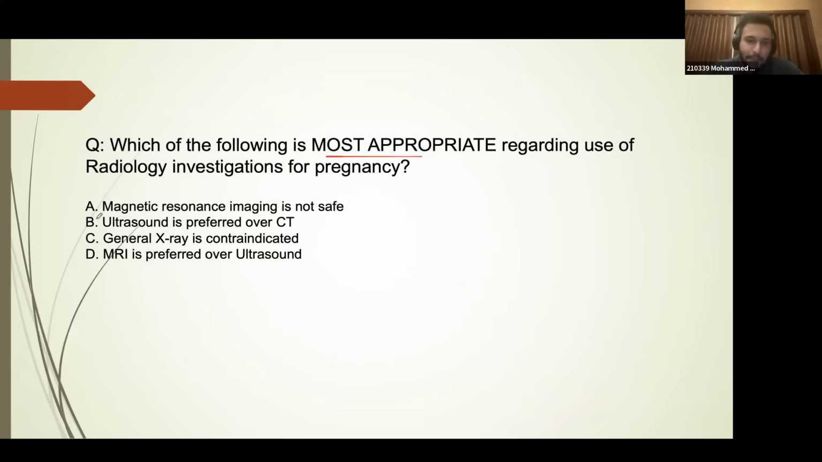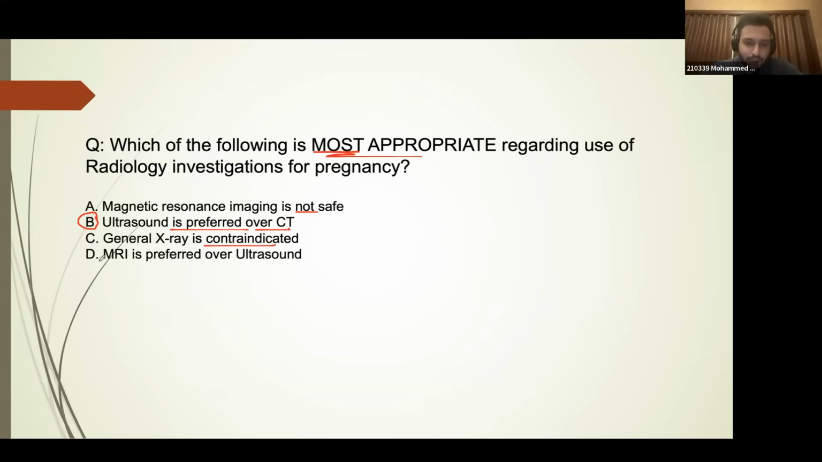Exactly. Now look, you're going to get these questions in some form. Most appropriate, okay? It might not be contraindicated in everything. If it's a last resort, something you need to do, you might need it. That's just the wording they might use in your exams, unfortunately. MRI is safe. It does not use radiation. Ultrasound is always preferred over CT in pregnancy.